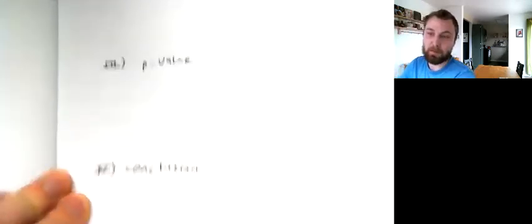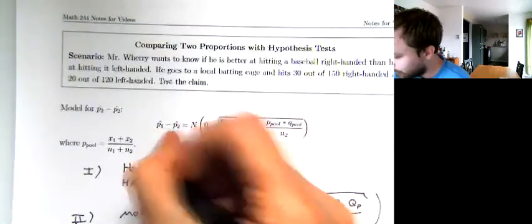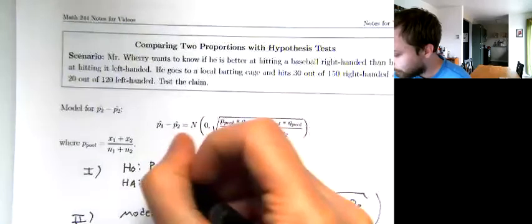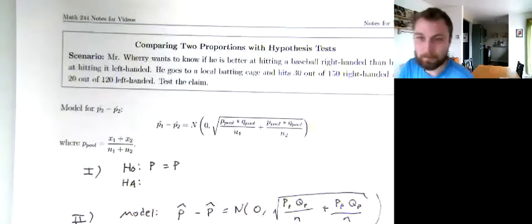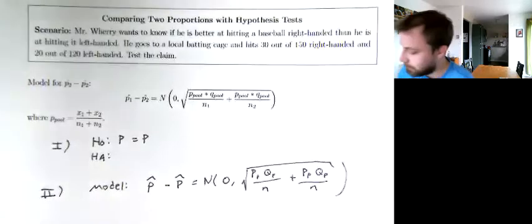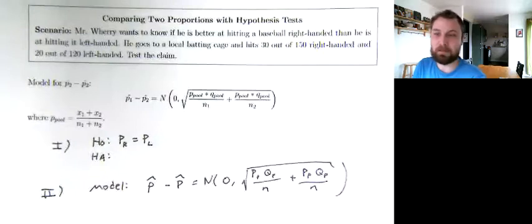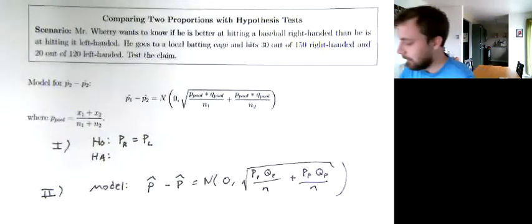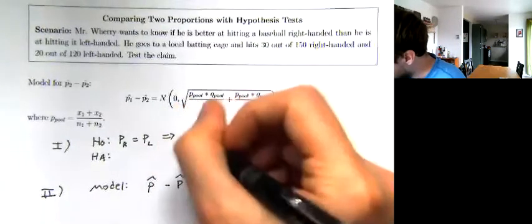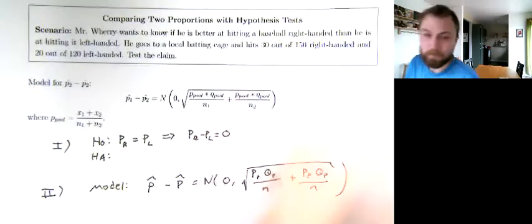My hypotheses when I'm working with two proportions is always going to be that the success rate for the first group is equal to the success rate for the second group. In this problem, I'm comparing right-handed and left-handed batting, so I have the success rate for the right hand is equal to the success rate for the left hand. This is equivalent to saying that if I take right minus left, it should be equal to 0.